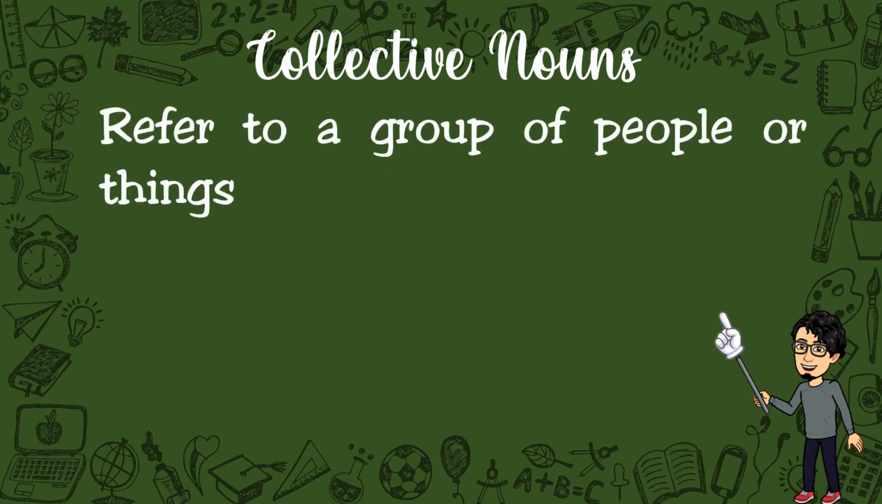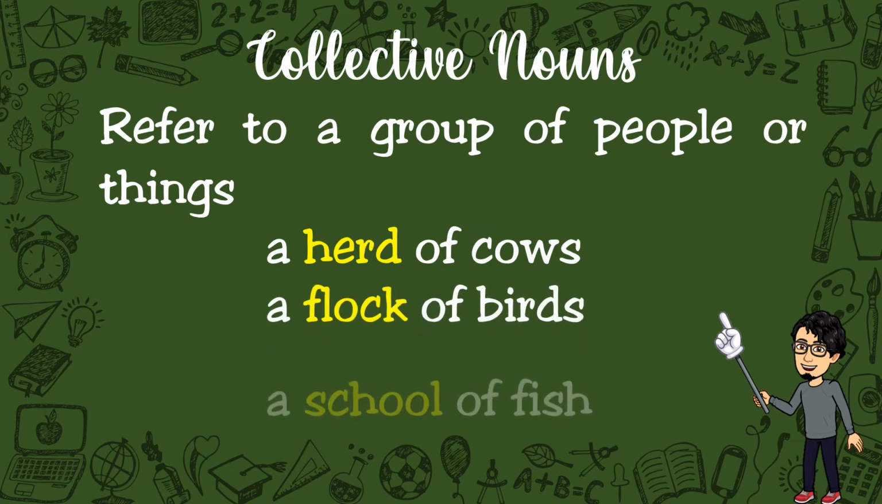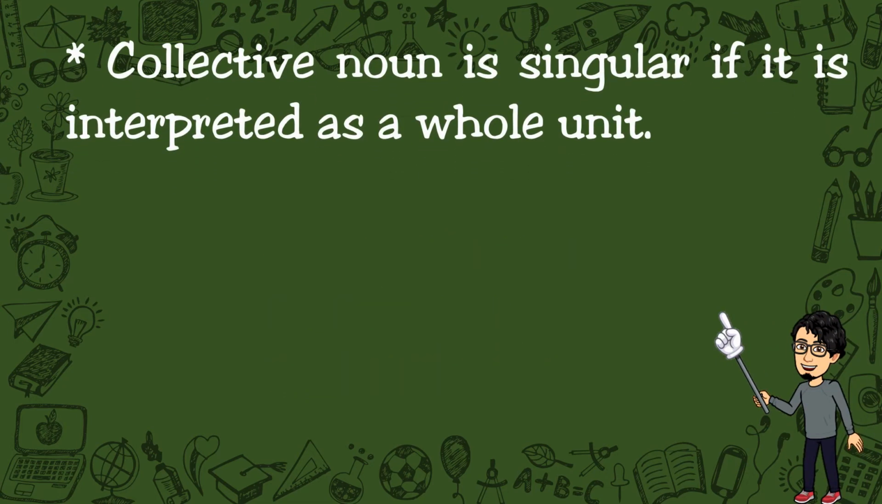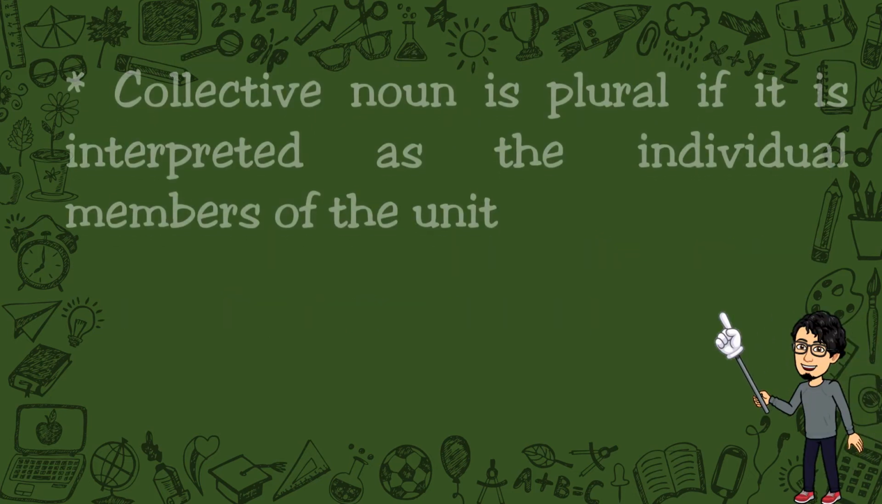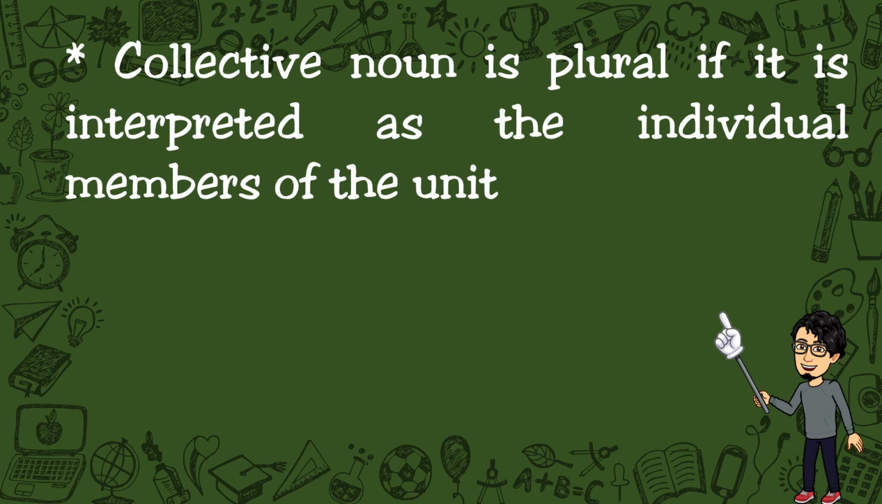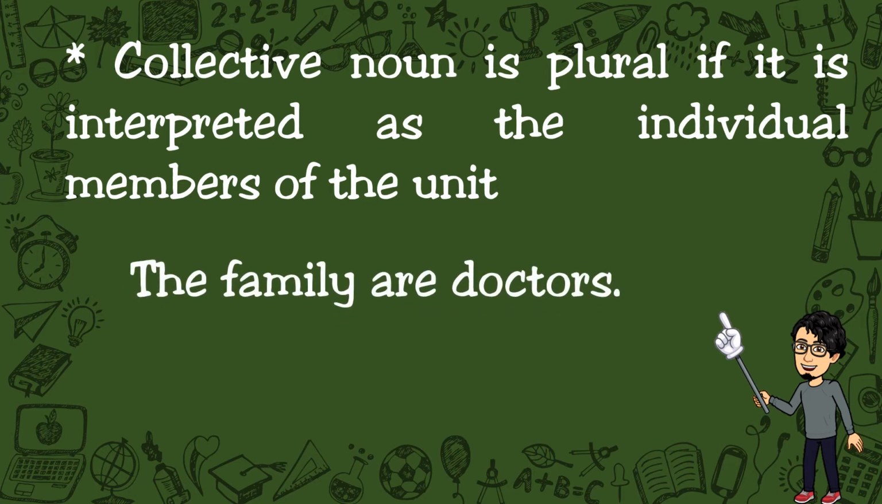Collective nouns refer to a group of people or things. For example, a herd of cows, a flock of birds, a school of fish. Collective noun is singular if it is interpreted as a whole unit. For example, the team conducts its annual meeting every summer. Team is a singular form. Collective noun is plural if it is interpreted as the individual members of the unit. For example, the family are doctors. Family is in plural form.